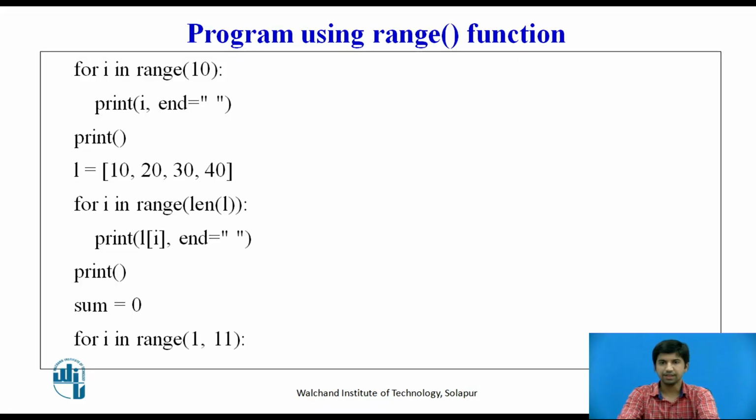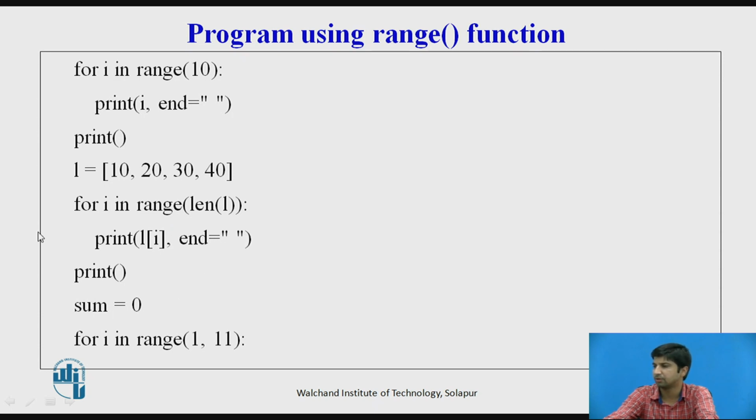Now, let us see how to use the range function in the for loop. For i in range 10, print i, end equal to a space. When I use end equal to, all the output will be printed on the same line. Then I have created one more list called l with 10, 20, 30, 40. For i in range length of l. What is the length of l? 4 elements: l of 0, l of 1, l of 2, l of 3. So 10, 20, 30, 40 will be printed on the same line.